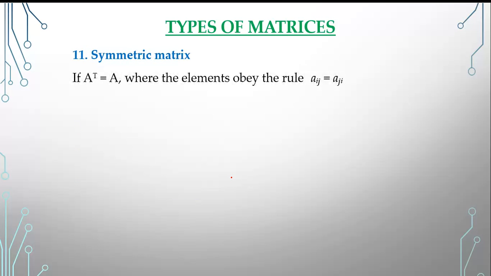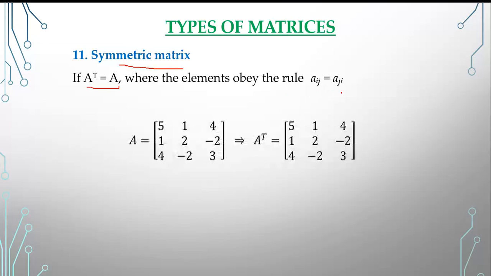Next is the symmetric matrix. So what is the symmetric matrix? If your A transpose is equal to A, suppose you have a matrix A, and when you do the transpose of that matrix, you again get your given matrix. This type of matrix is the symmetric matrix, meaning Aij equals Aji. You can see it like that if you have this type of matrix A.